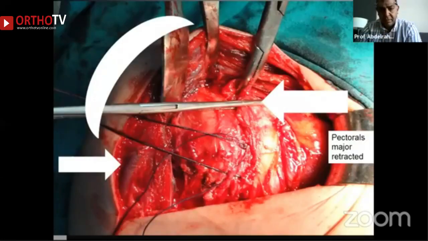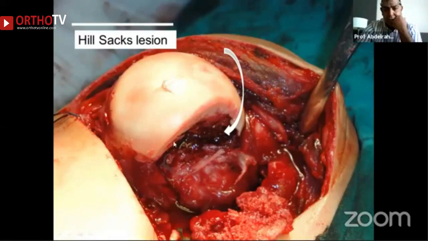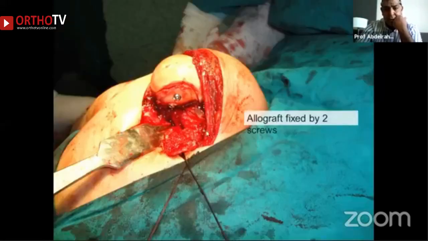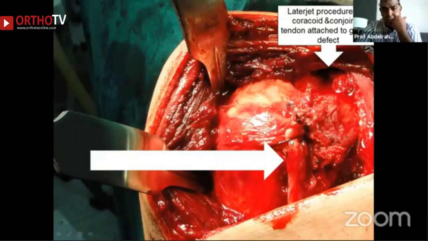We opened deltopectoral, and after we removed the subscapularis, we have this picture. We have the head in front of us, and we have to do a very good release of the head and soft tissue. This is the subscapularis with a flake of bone, and this is the Hill-Sachs lesion. We did an allograft for this Hill-Sachs lesion to achieve good reduction. And after we did, this is the conjoint tendon. We have to do a Latarjet and fix the coracoid process with a screw.